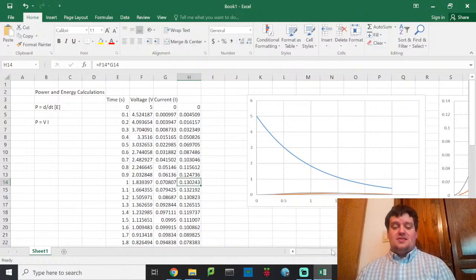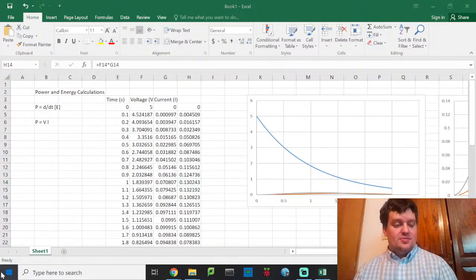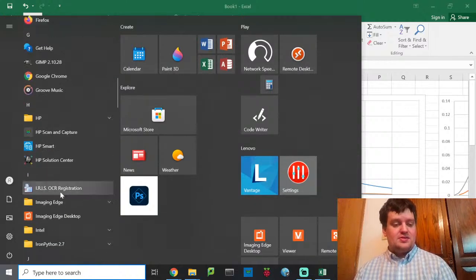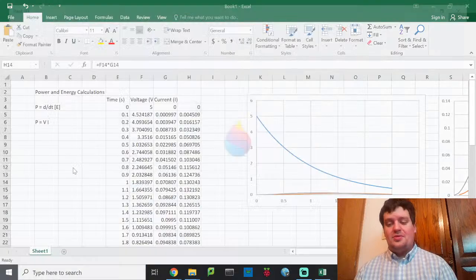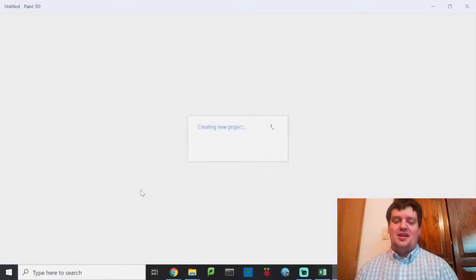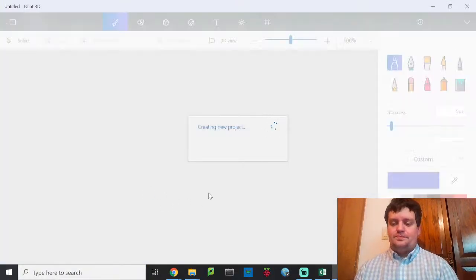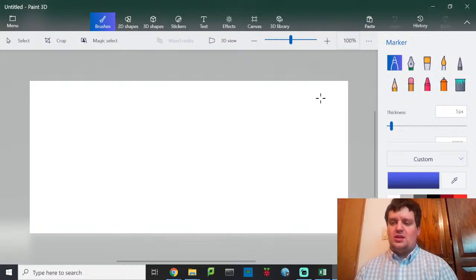So here, let's play around with another example. I'm going to pull up my trusty Microsoft Paint real quick, because what's life without Paint? That wasn't a joke. I don't know why I laughed.